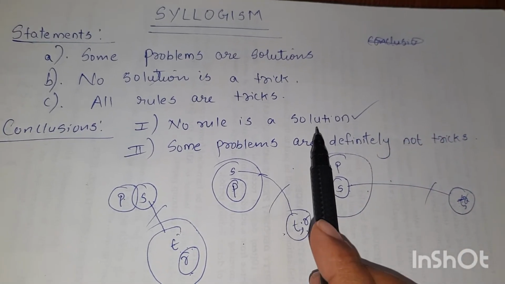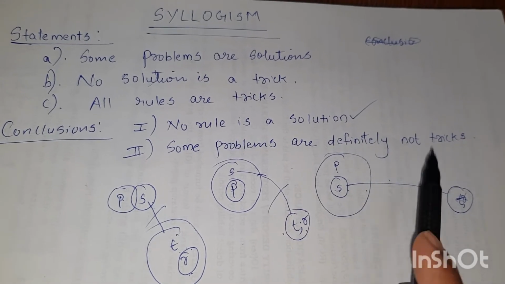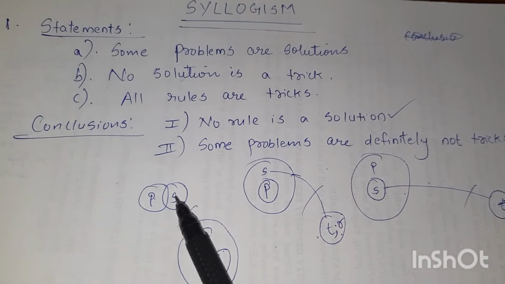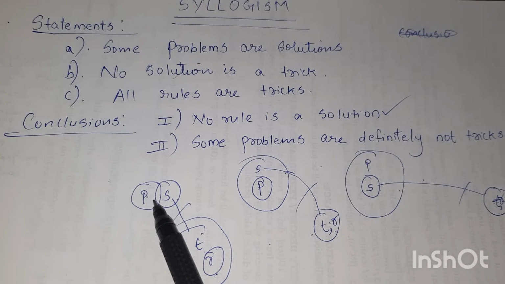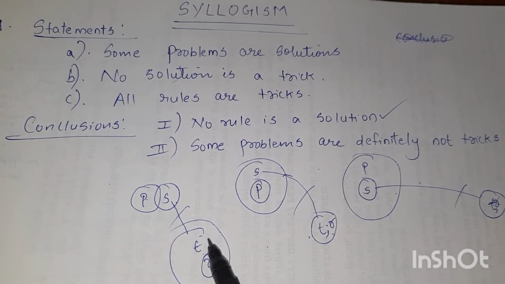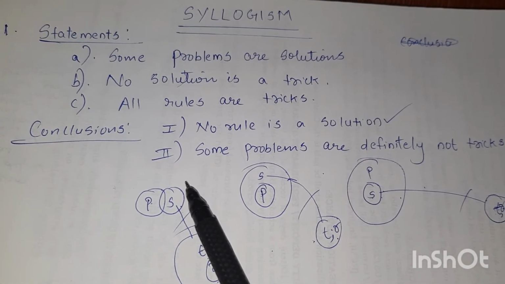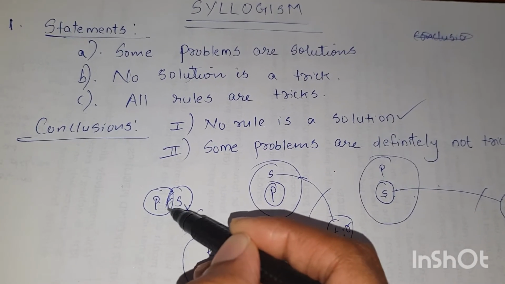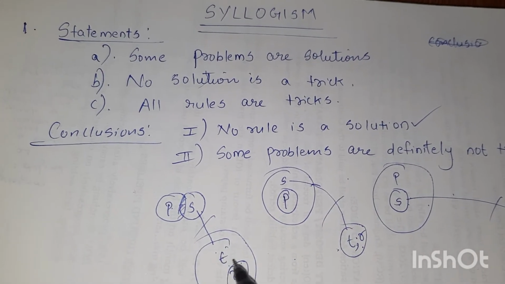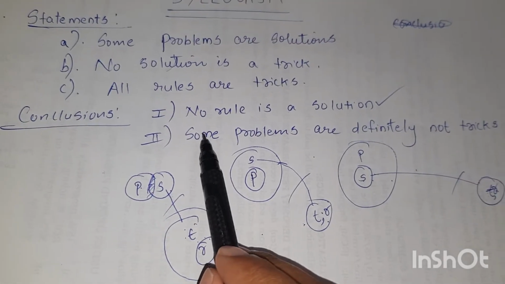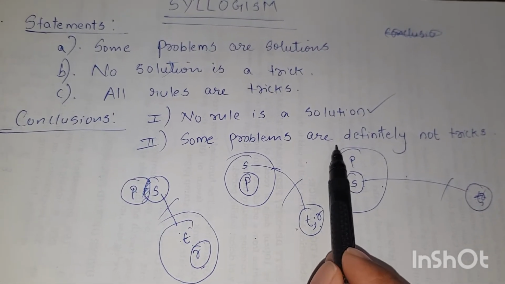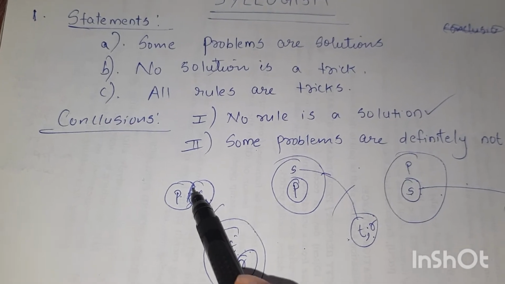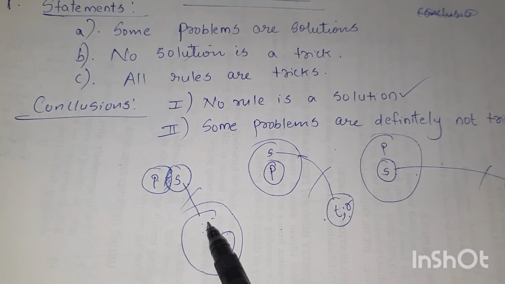Now going to the second conclusion, some problems are definitely not tricks. In the first case, some problems are definitely not tricks. Yes, it is right, because no solution is a trick, and the problems which come under solutions are definitely not tricks. That's what is said in the second conclusion. Some problems are definitely not tricks. Yes, some problems are definitely not tricks.